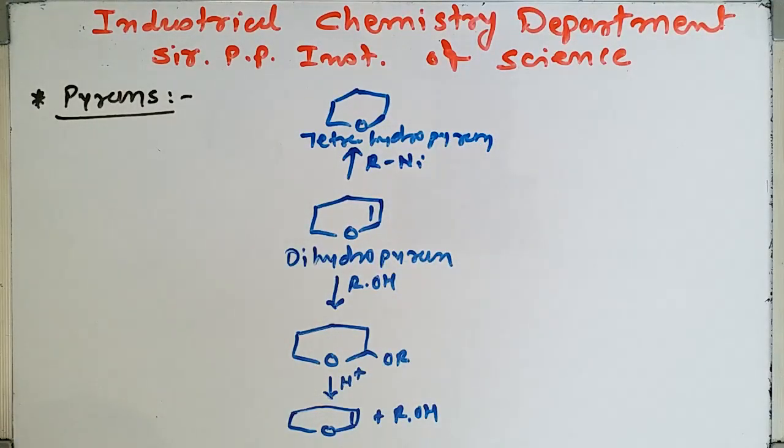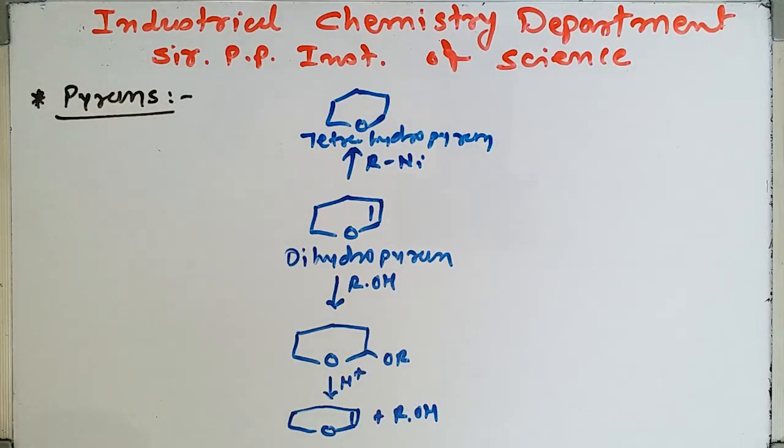Tetrahydropyran: on catalytic reduction, dihydropyran gives tetrahydropyran, and it is used as a solvent. The sugars in their six-member cyclic form, pyranose, may be considered as derivatives of tetrahydropyran. Tetrahydropyran on oxidation with nitric acid gives glutaric acid.